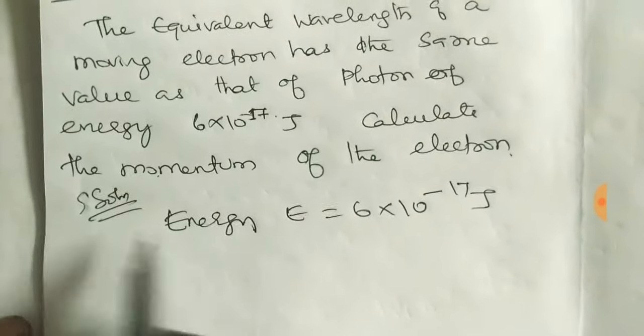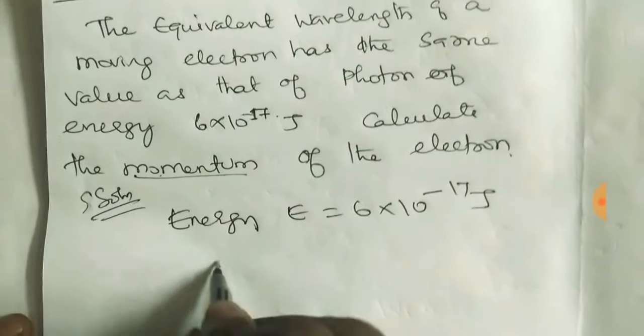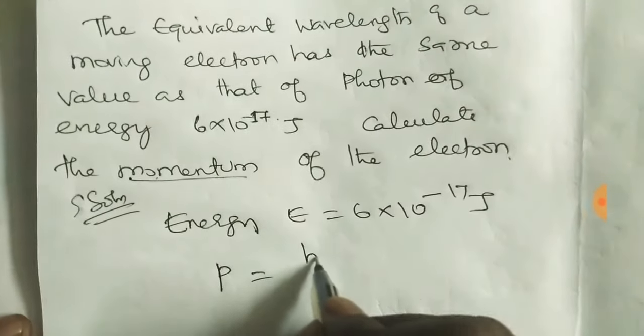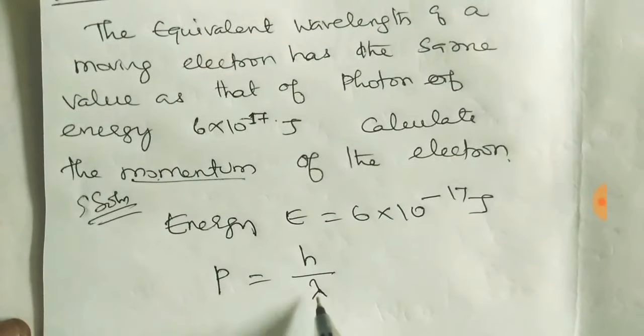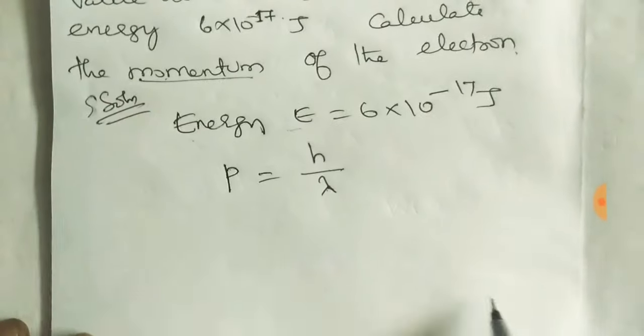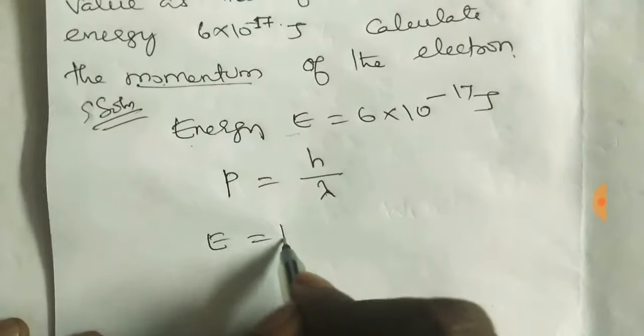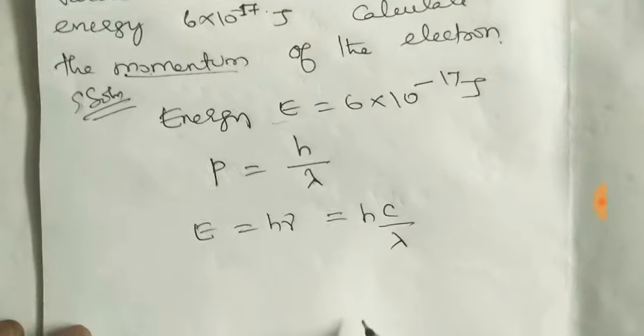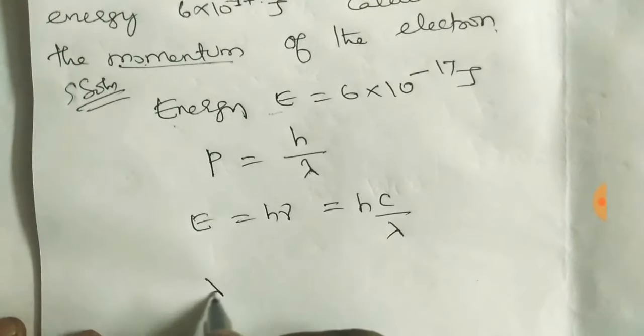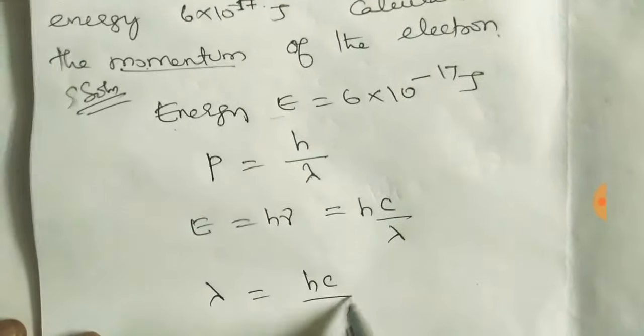What are we going to find out? We are going to find out momentum. What is momentum? P equal to h divided by lambda. First we can find lambda with the help of energy. We know that energy E equal to h nu, and nu is c divided by lambda. Substitute the value, get the lambda value. Then lambda equal to hc divided by E.